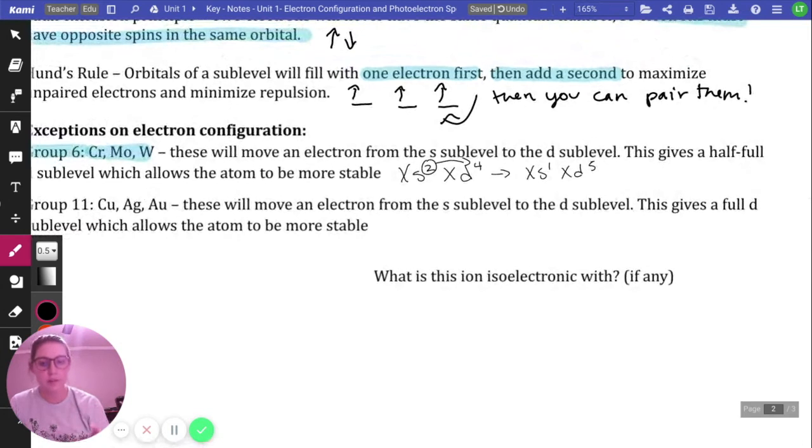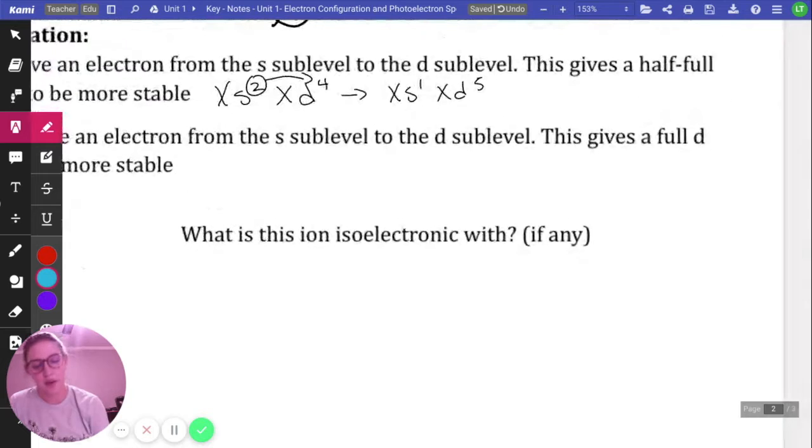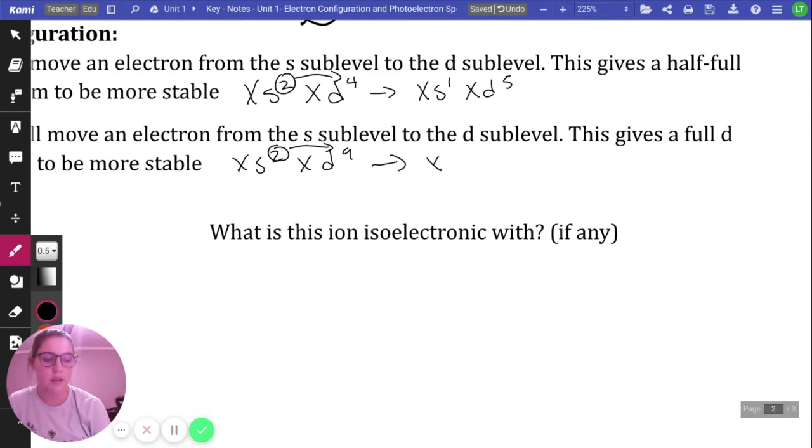And then something very similar happens down here with group 11, those elements right there. Again, they're going to move an electron from the S sublevel to the D sublevel. That makes the D sublevel full, which makes it more stable. So again, I'll write a very generic one for you. They are normally XS2, XD9. But again, one of those electrons from the S sublevel is going to move to our D sublevel. So that leaves us with XS1, XD10 is what's going on.